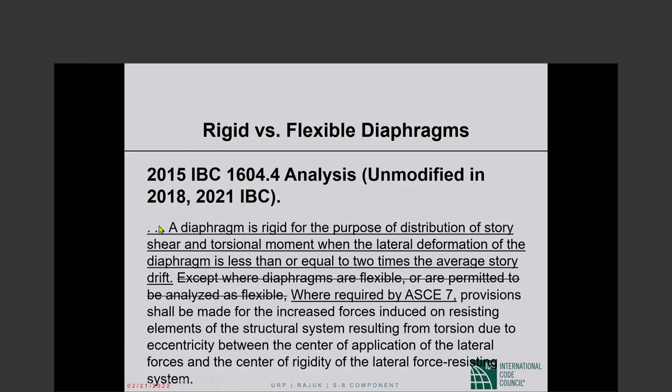This is all important. A diaphragm is rigid for the purpose of distribution of story shear and torsional moment when the lateral deformation of the diaphragm is less than or equal to 2 times the average story drift. In other words, if a diaphragm is not flexible by calculation, it can be considered to be rigid, and that makes it unnecessary then to do semi-rigid diaphragm analysis.